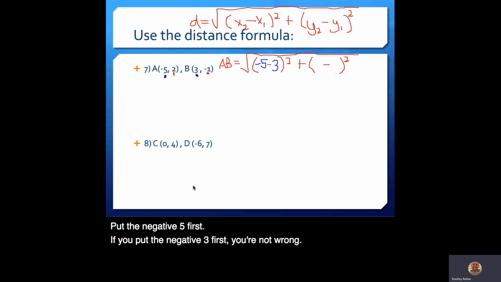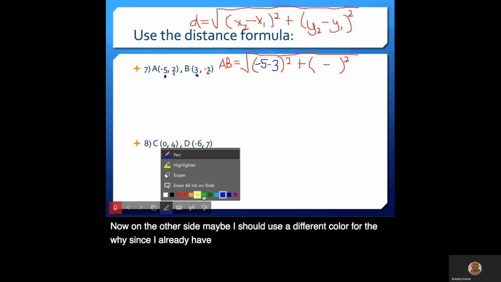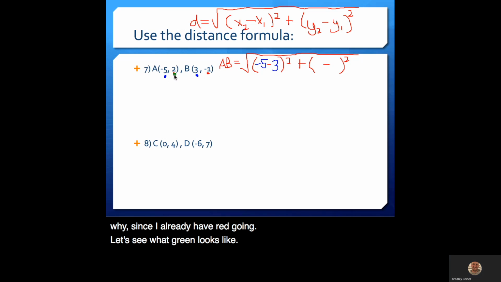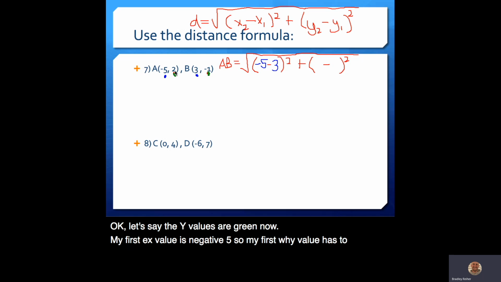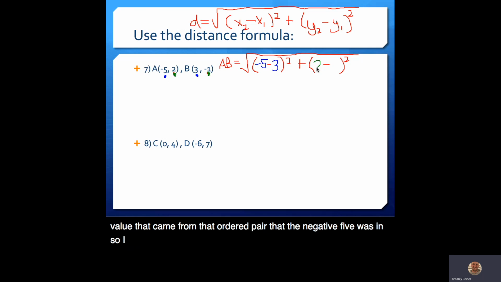Now on the other side, maybe I should have used a different color for the y since I already have red going. Now let's see what green looks like. Okay, let's say the y values are green now. My first x value was -5, so my first y value has to be the y value that came from that ordered pair that the -5 was in. So I got to put a 2 in here. Then put my -1.